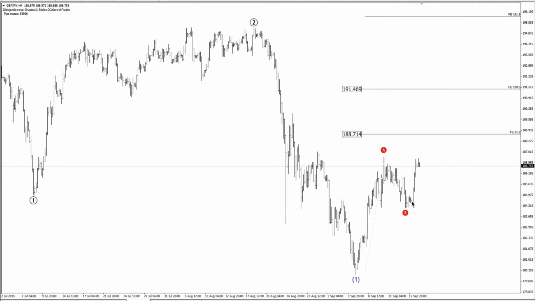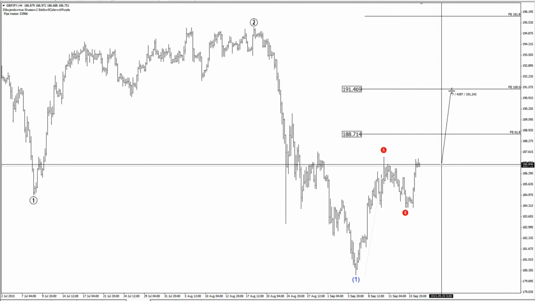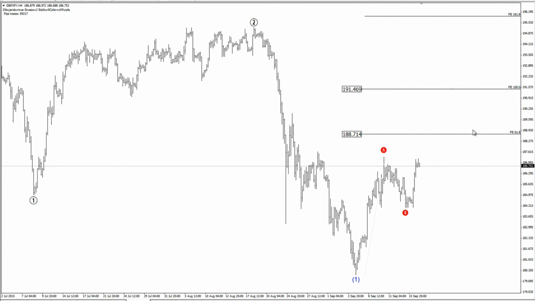So I'm expecting this to move higher towards the 61.8% Fibonacci level and possibly all the way up to the 100% level, which is at 191.47. So a nice upwards move is expected here, and a 460 pip move still to come. So a good trading opportunity based on this wave count.